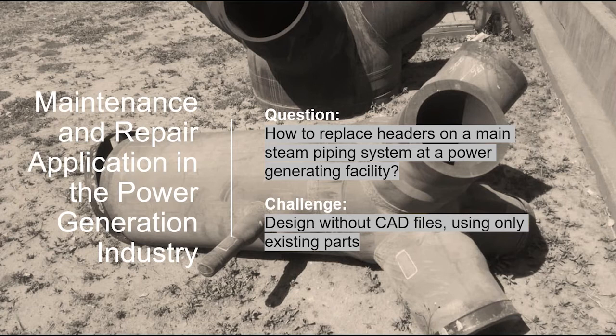Most of the time, the CAD models are not available, and therefore the engineers have to design the new parts by measuring the actual physical part. Additionally, these headers are often located in very confined or hardly accessible spaces that are only available during limited power plant shutdowns. So both the on-site measurements and, later on, the replacement and installation must be done quickly.